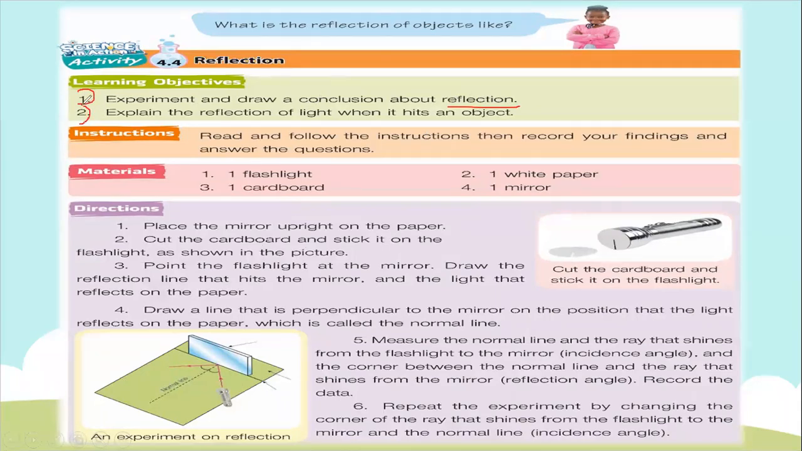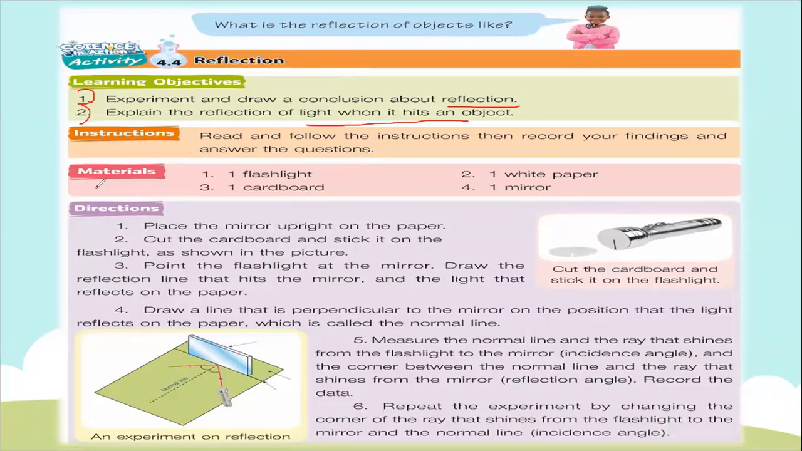Second objective, explain the reflection of light when it hits an object. So here we are going to understand, number one, the reflection. Number two, the reflection of light when it hits an object. When the light releases and hits any object, what happens? This is what we are going to conclude. So what are the instructions here? Read and follow the instructions, then record your findings and answer the questions.